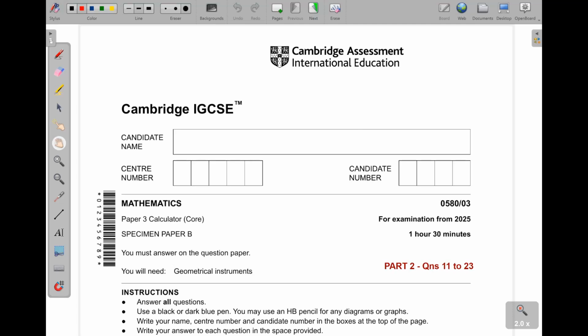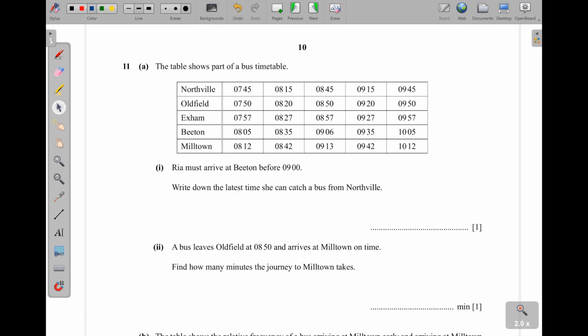This is Teacher Simon taking you through Cambridge IGCSE Core Mathematics Paper 3 for Specimen Paper B for examinations from 2025. And this is part 2. Question 11, part A, the table shows part of a bus timetable.